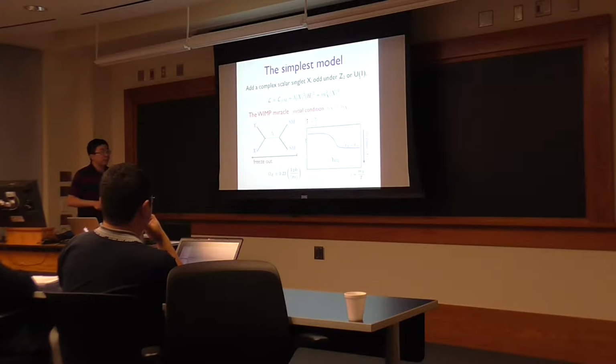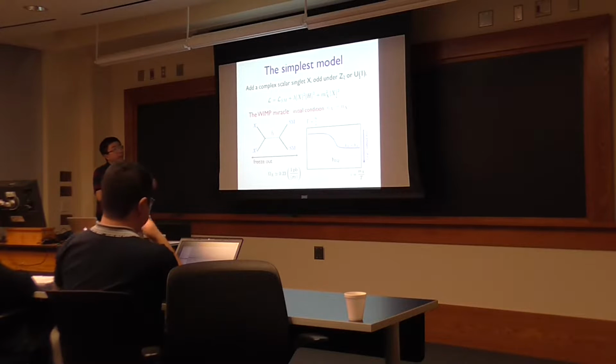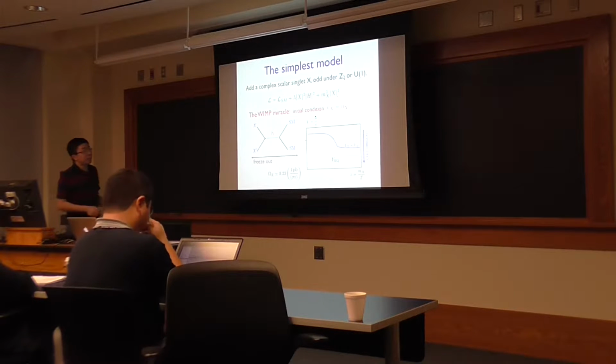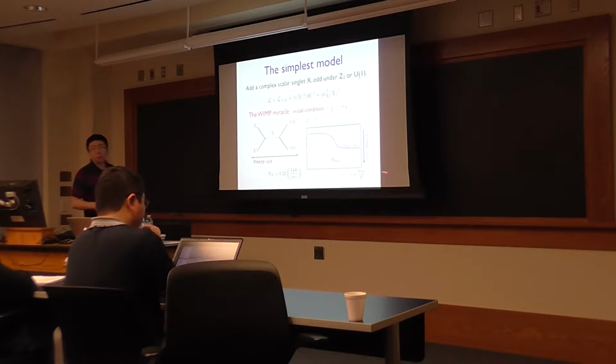through the Higgs boson. But after the universe expands, they are in equilibrium when the temperature is high. But when the universe expands and the temperature falls, eventually this interaction through the Higgs boson is going to be too slow. They cannot find each other to annihilate. And that is the point which is called the freeze-out.